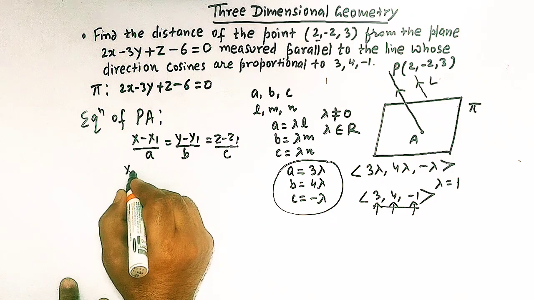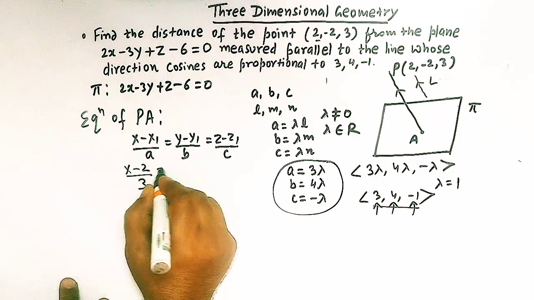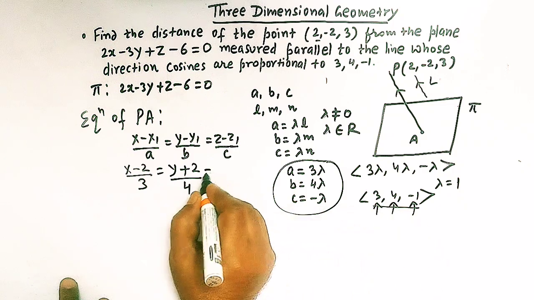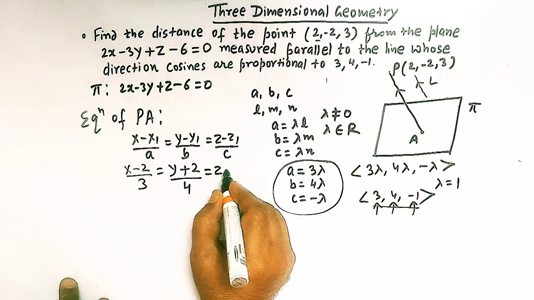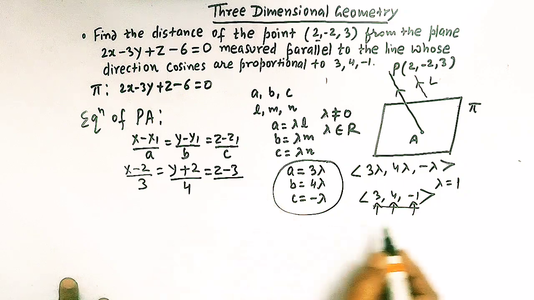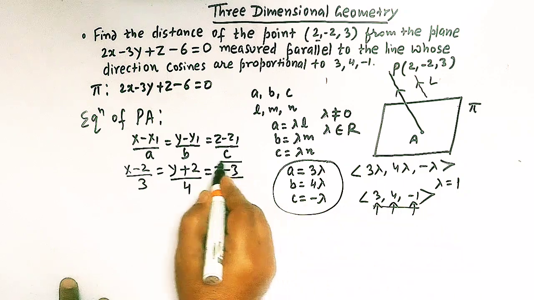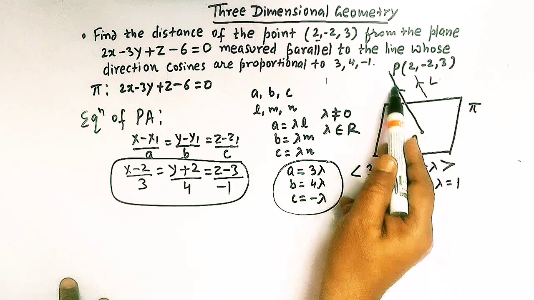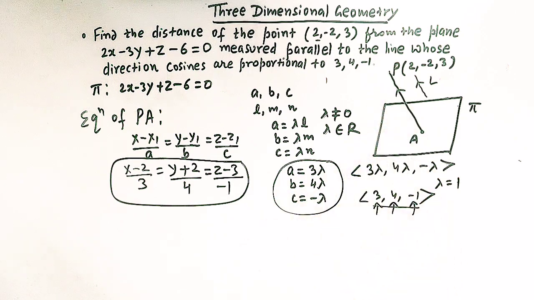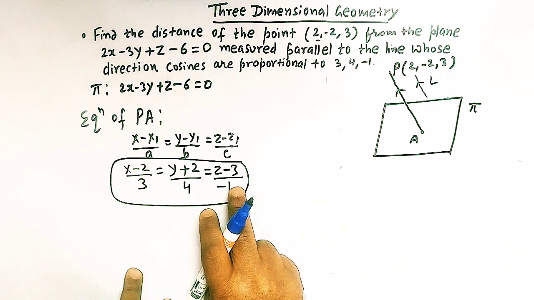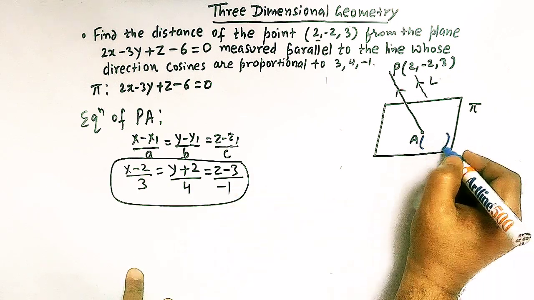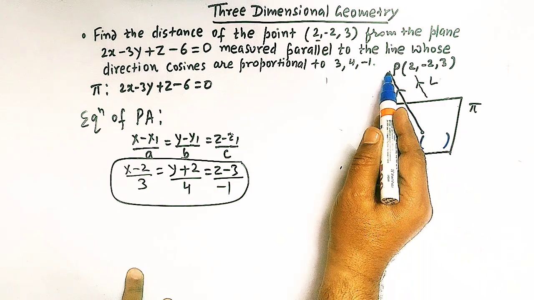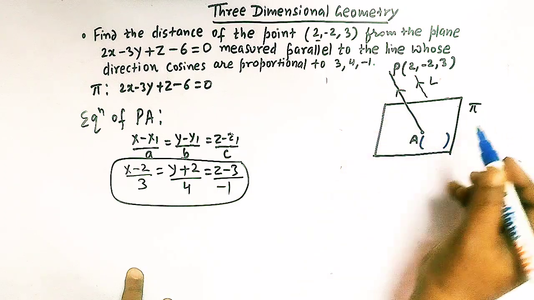So we have (x minus 2) over 3, then we have (y plus 2) over 4, and z, that is (z minus 3) over minus 1. So this is the symmetric form of the equation of this line PA. So now our next aim is to get the coordinates of this point A, which is the point of intersection of this line PA with this plane pi.